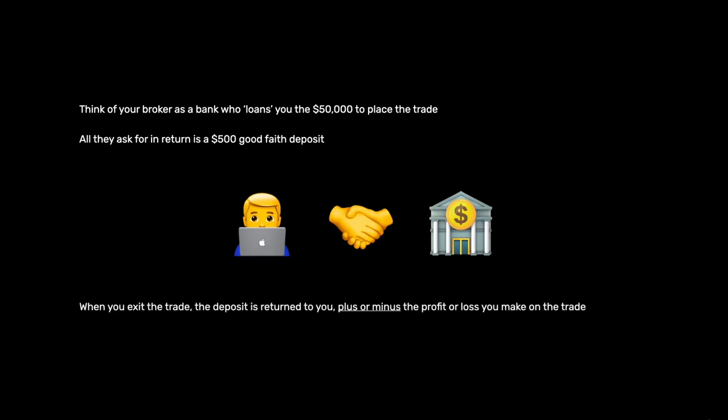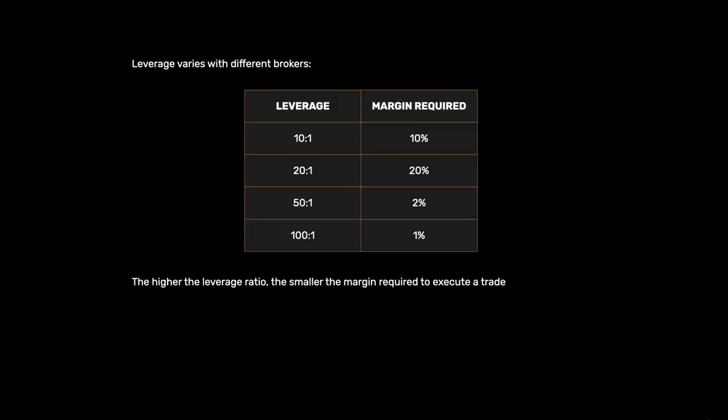And in this example, all they ask for in return is a $500 good faith deposit. And then upon closing the trade, that deposit is then returned to you, plus or minus the profit or loss that you make on the trade. Now, leverage varies dramatically with different brokers, ranging anywhere from 2-to-1 all the way up to 500-to-1. In some cases, I've even seen 1,000-to-1.